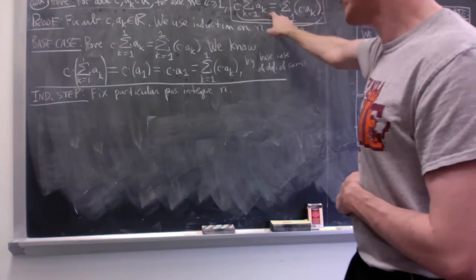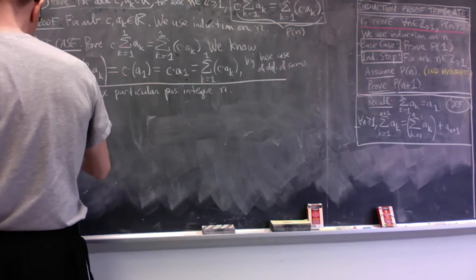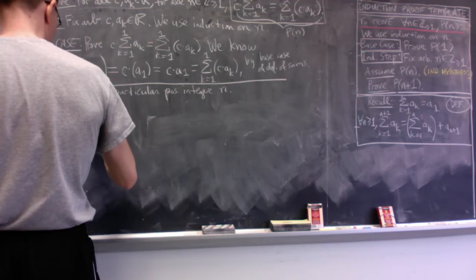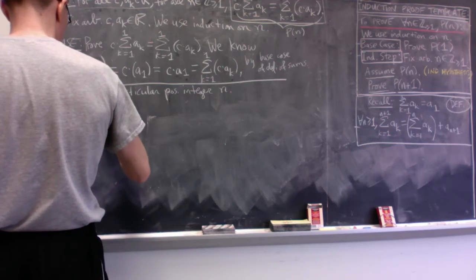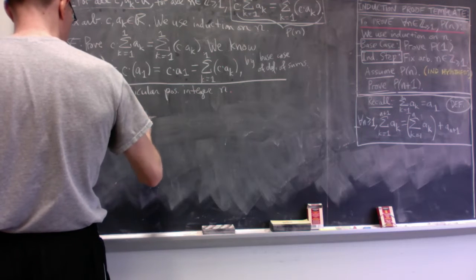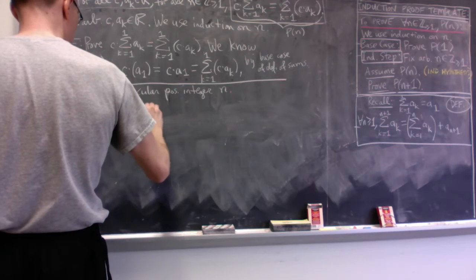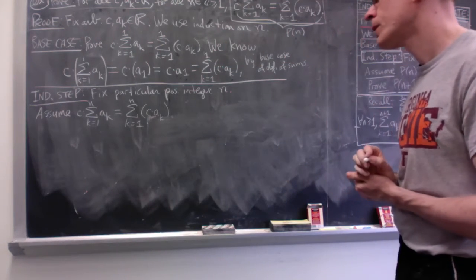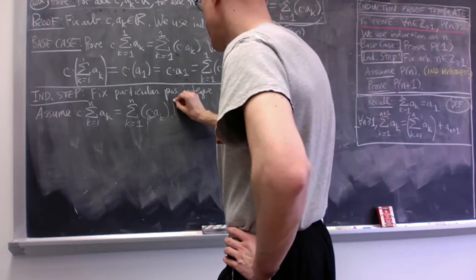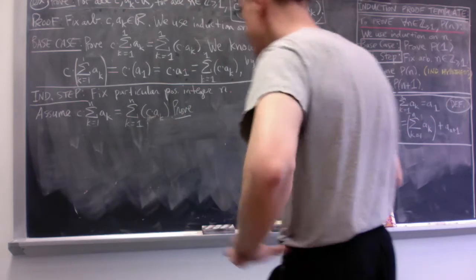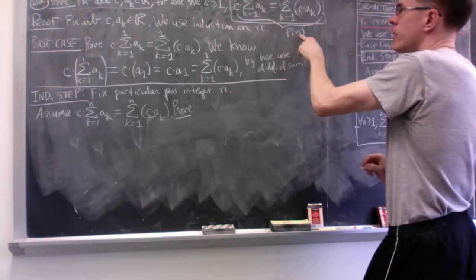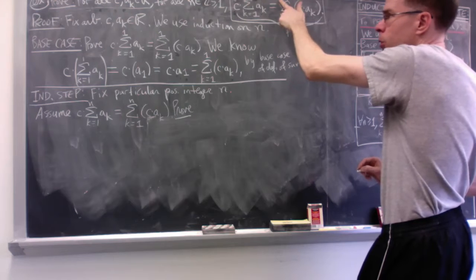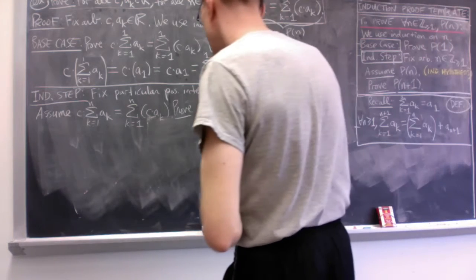Assume p of n, which is here. We just get to copy the statement unchanged. C times sum k equals 1 to n, ak, is sum k equals 1 to n, ck. And we're going to then prove the same thing, but everywhere the n showed up, it's now going to be p of n plus 1. So these upper limits are going to be n plus 1, but everything else is the same in this goal.